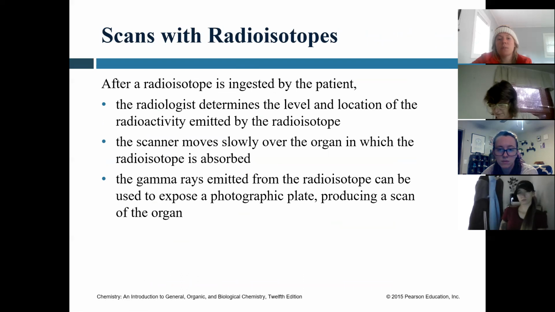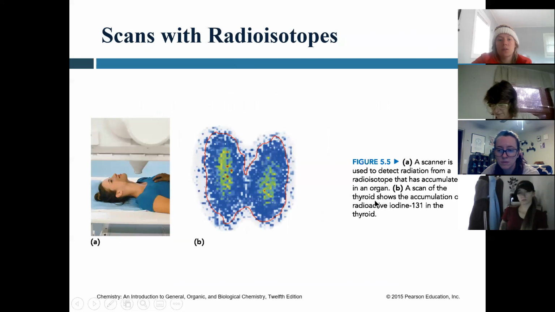So after a radioisotope is ingested, the radiologist determines the level and the location of the radioactivity that's emitted. The scanner will move over that given organ. It will scan all of the different gamma and beta rays that are coming off of it, and it'll start to create an image of the organ. So here they are, it looks like they're scanning her throat, so probably her thyroid, I would guess to see if she's got an overactive thyroid in that case, or if there's any sort of cancerous lumps in the area.